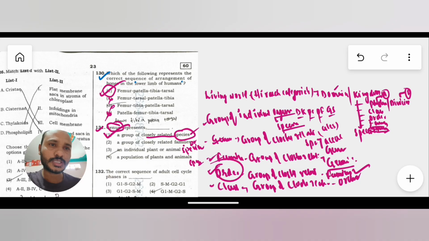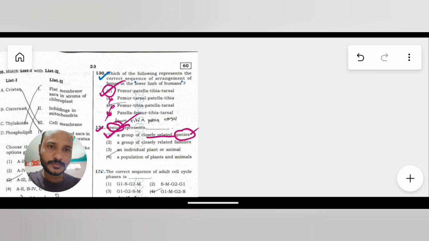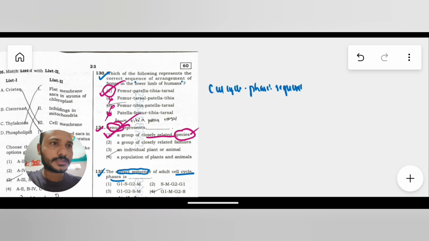A group of closely related families is an order. So in this context, the right answer for 131 is the first one: a group of closely related species together is called a genus. Now one more, 132, the correct sequence of adult cell cycle phases. These questions are framed from cell cycle and cell division, asking about the sequence of cell cycle phases in an adult human.